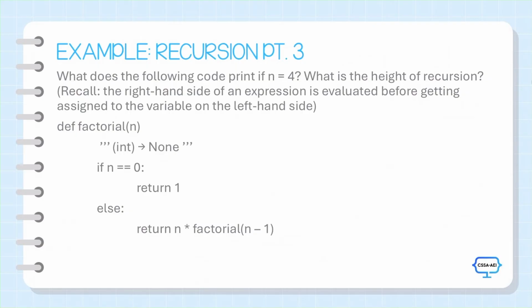So what does the following code print if n equals 4, and what is the height of recursion? Remember that the right-hand side of an expression is evaluated before getting assigned to the variable on the left-hand side. So that's referring to this here. When we do n times factorial, we're going to evaluate factorial first and then multiply it by n. And if we were to save this to any variable, this would have to get run and then it would get put in the variable.